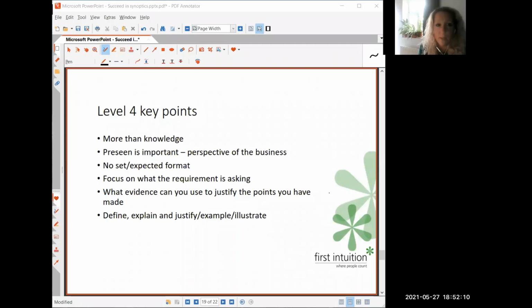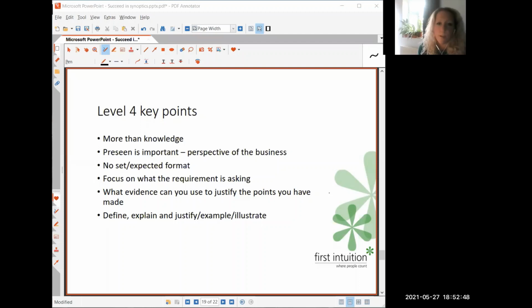Really think about, well, what is it that I'm being asked to do here, rather than thinking I'm being asked to do something in a completely different format to what I've never seen before. It's about what you're being asked. Focus on the requirement. What evidence can you use to justify your point? This is really, really important. So what do you know from the pre-seen? What do you know from the scenario information that you've been given that will enable you to justify that point that you're making in your answer? Justify your recommendation, justify your action or your description.